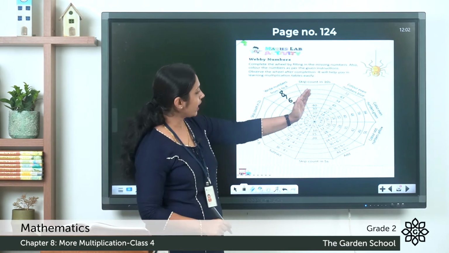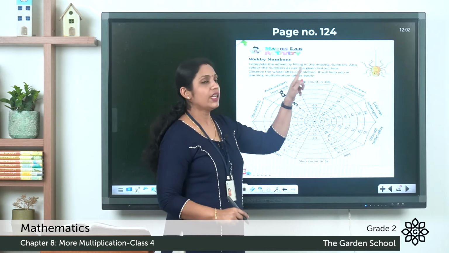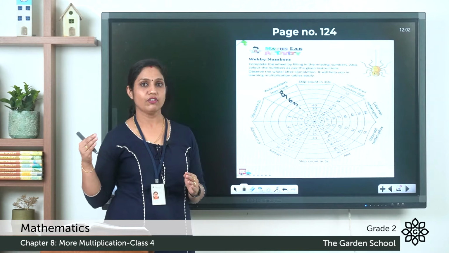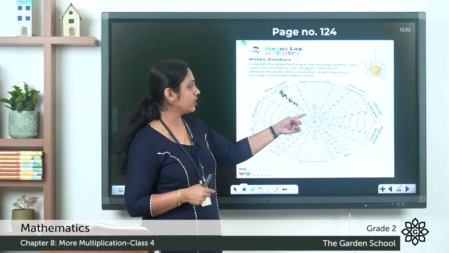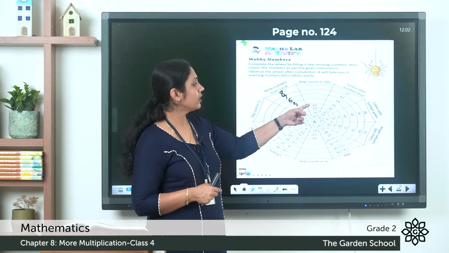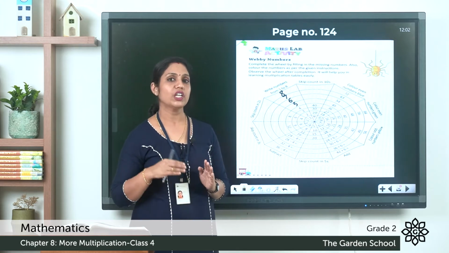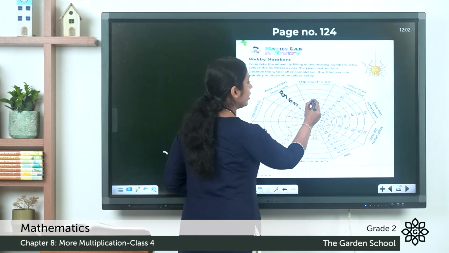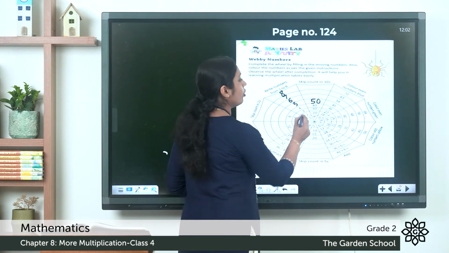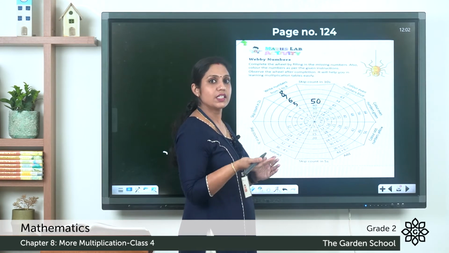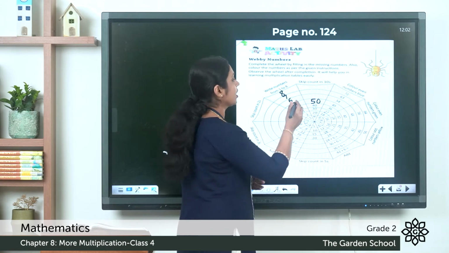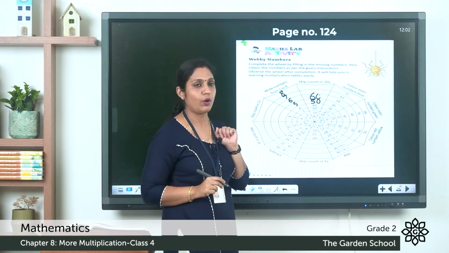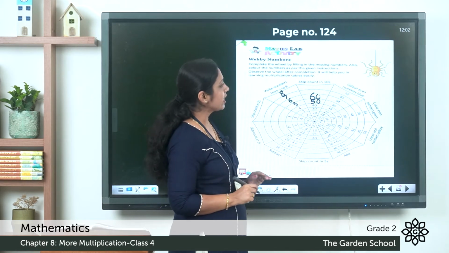Now moving on to the right side, skip count in tens, that is 10, 20, 30, 40. So here they are given 10, 20, 30, 40. After 40, which is the next 10? It is 50, right? 50 here. Now after 50, the next 10 is 60, right? 60 here. Likewise, you can complete that box. Now let's move on to the right side.